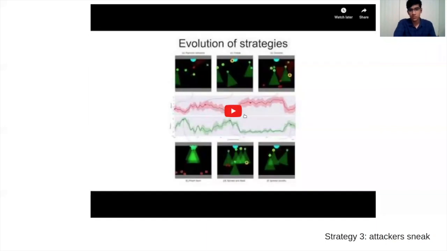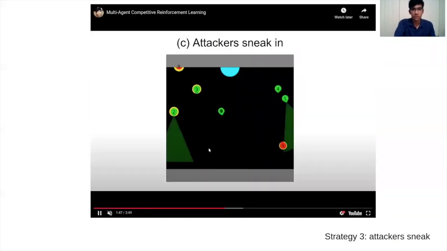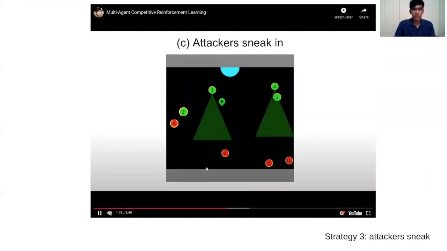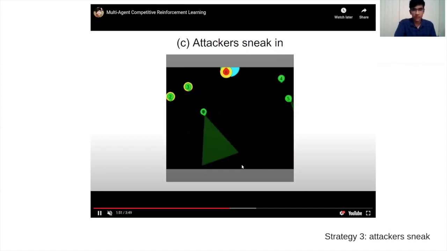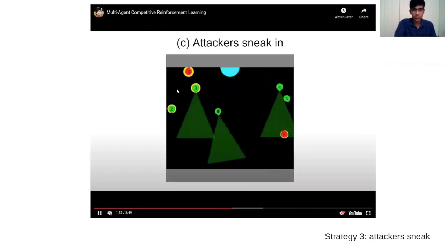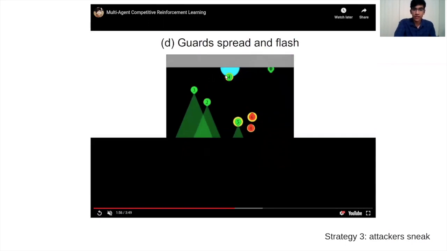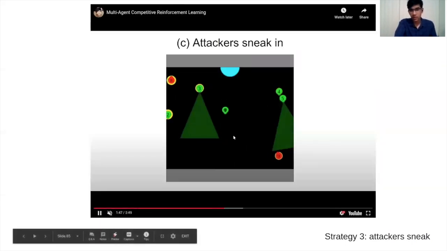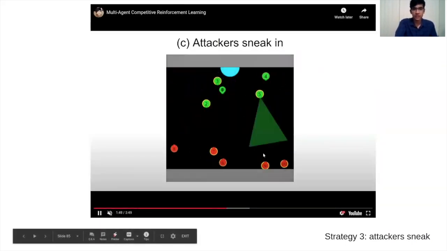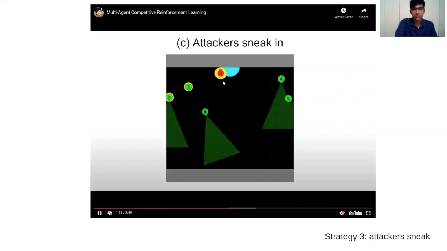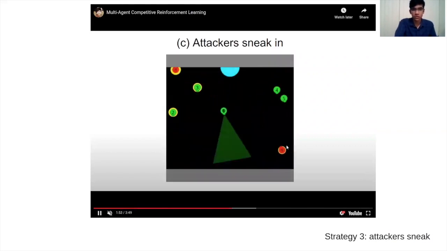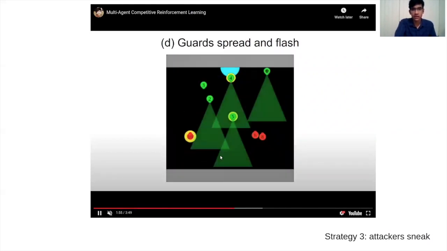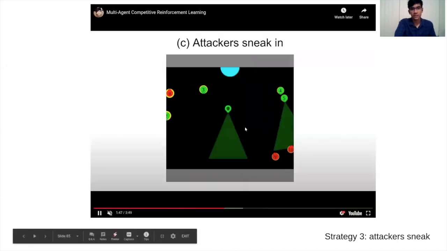So now it's challenging for the attackers. They have to come up with something smart. So what they do is they start sneaking in. They move in different directions. Some of them die, but one of them manages to sneak in from the side and reaches the goal. Now remember the objective of the attackers is that only one of the attackers needs to reach the fort. All of them don't need to reach the fort. So it's okay to sacrifice some of the attackers if even one manages to reach the fort.